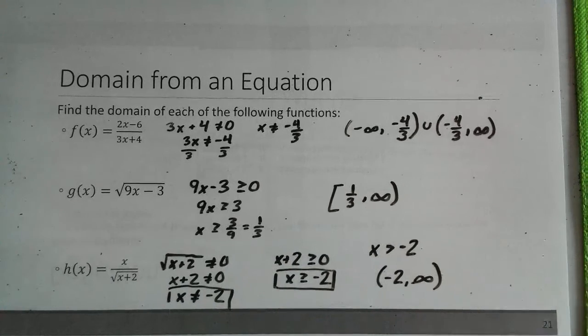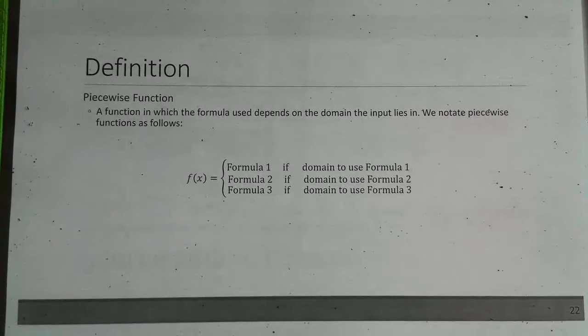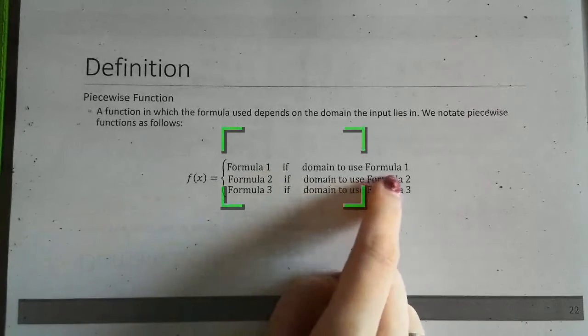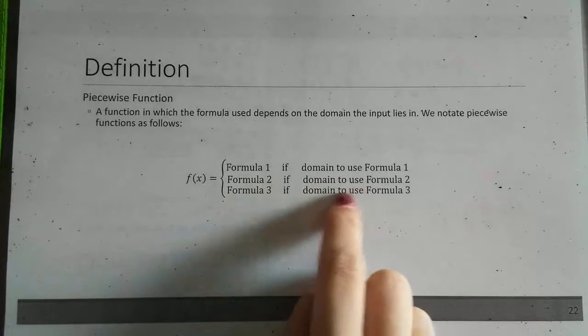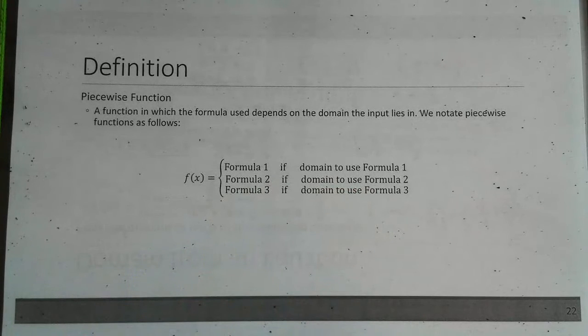Now that we've talked about domains a little bit, we can talk about piecewise functions. And piecewise functions are functions that have different pieces. So a piecewise function is a function in which the formula used depends on the domain the input lies in. We notate piecewise functions as follows. We have f of x is equal to formula 1 if x is in the formula 1 domain. We're going to use the second formula if x is in the formula 2 domain. Formula 3 if x is in the formula 3 domain. You can have as many pieces as you want in these piecewise functions.